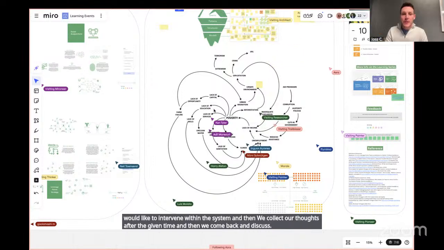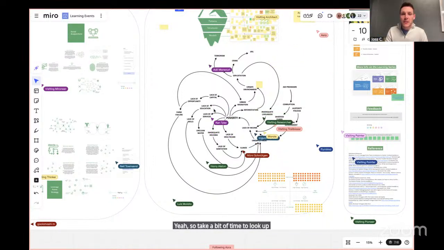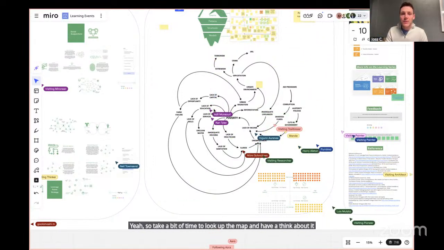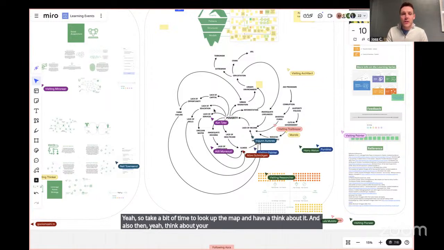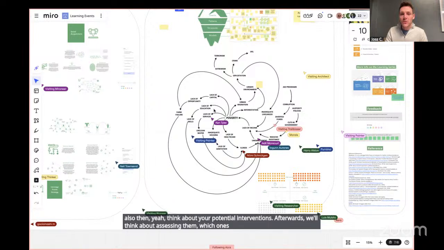Great. So take a bit of time to look over the map and have a think about it, and also think about your potential interventions. Afterwards, we'll think about assessing them, which ones we might use and might prefer.